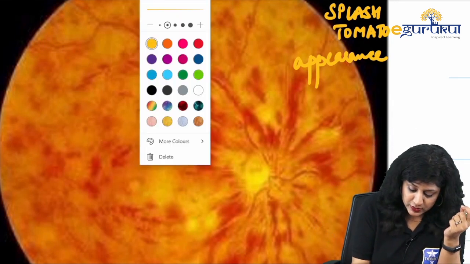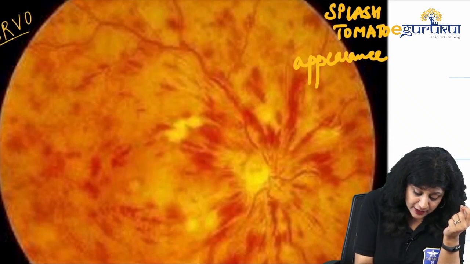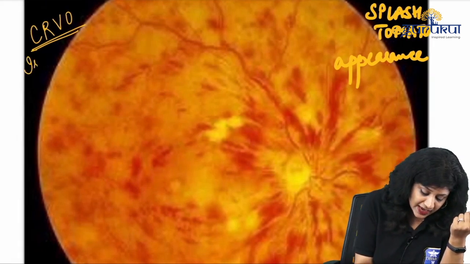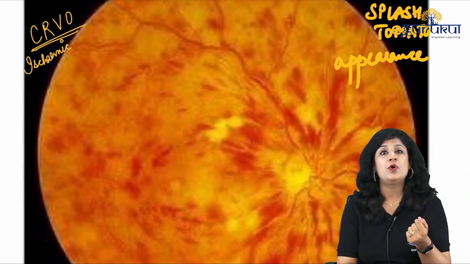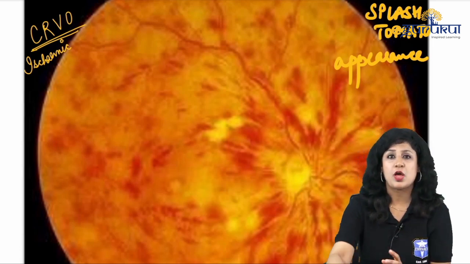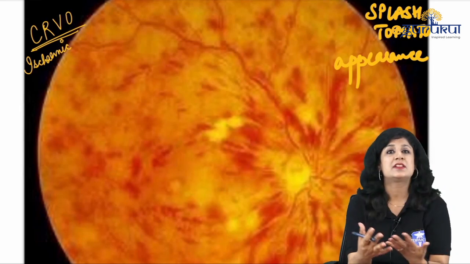This is found in patients of CRVO, and more important than this, it is the ischemic variety of CRVO. See, in CRVO, in 75% of the cases we do not get ischemia. We have the collateral supply and anastomosis established. You do not get the symptoms.